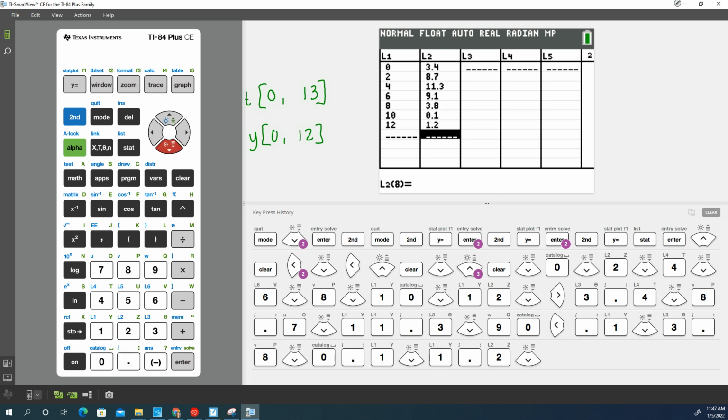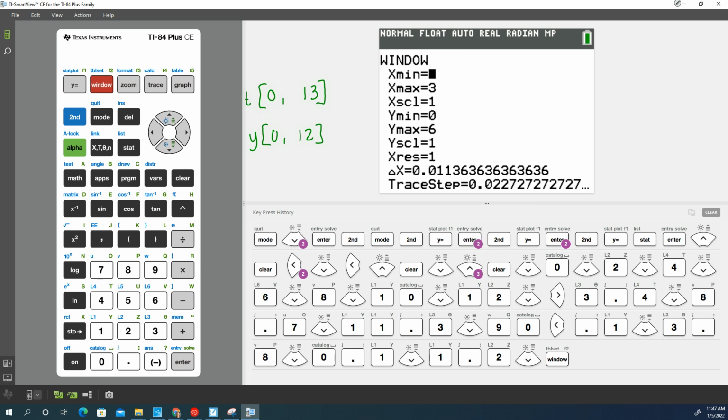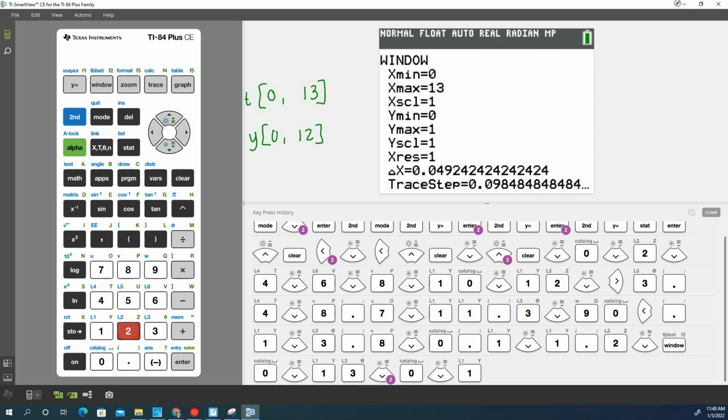Oh, that's so cool. Does it look like a sine or cosine curve? Yeah, it looks like a cosine. It does look like a cosine. That's what we're going to model.